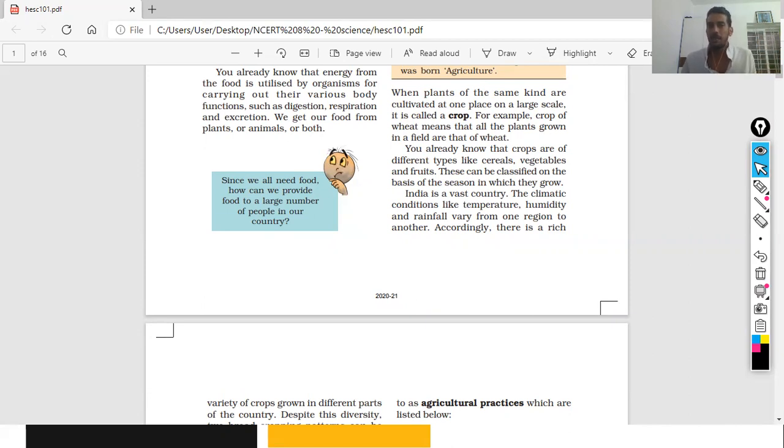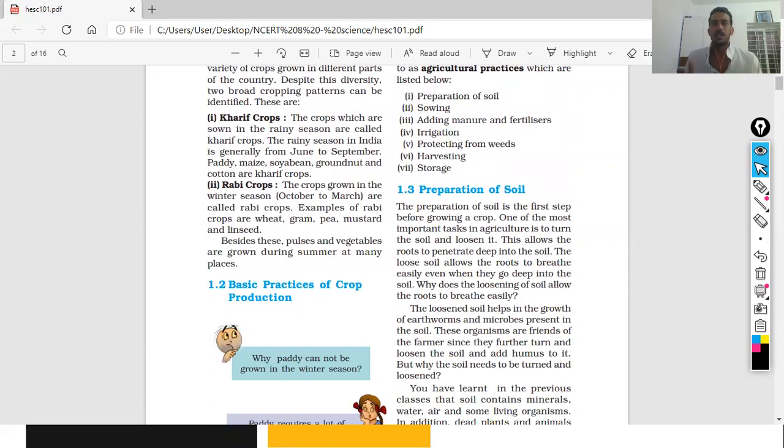Now we have many examples like rice, wheat. They are all called crops. Now there are different variants of crops. You have commercial crop, you have seasonal crop, you have cash crop. We'll talk about it as we keep going further. But when we talk about a country like India, which is very vast and has a huge range of climatic conditions, here we also have different cropping patterns that are followed throughout the country.